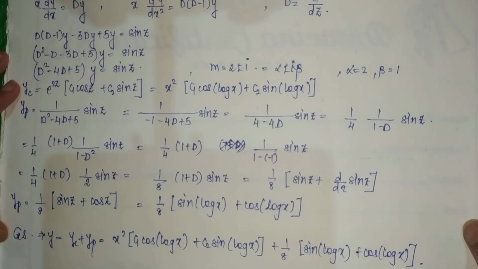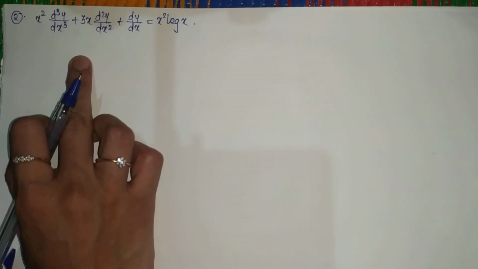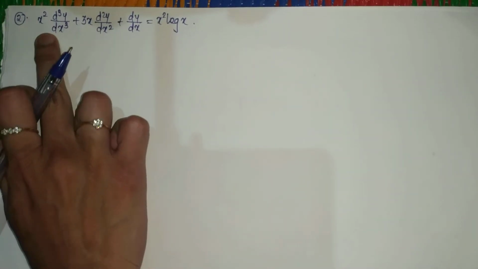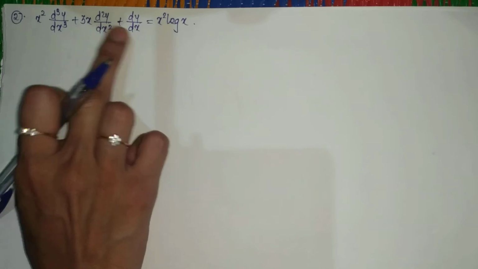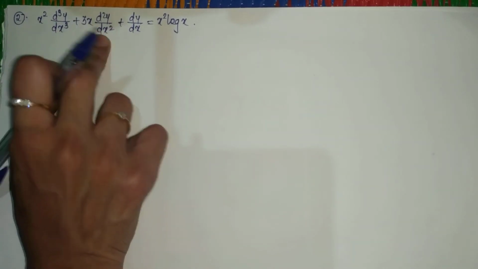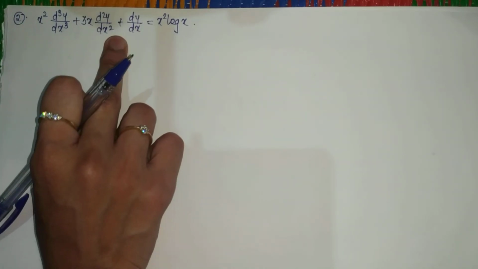Okay, so now let us solve one more question. Okay, now let's consider this differential equation. See, now I have a third order differential equation, where the coefficients are not constant. But what are the coefficients? See, it's a third order derivative, the coefficient is x square. For the second order, the coefficient is x. For the first order, the coefficient is 1.